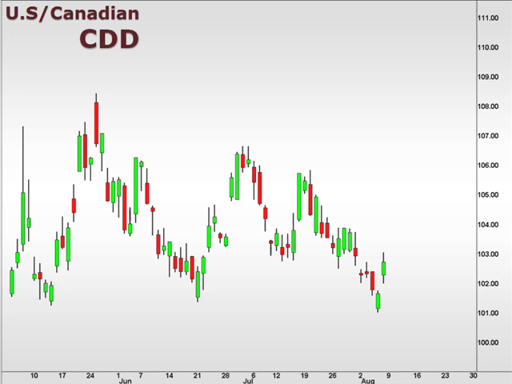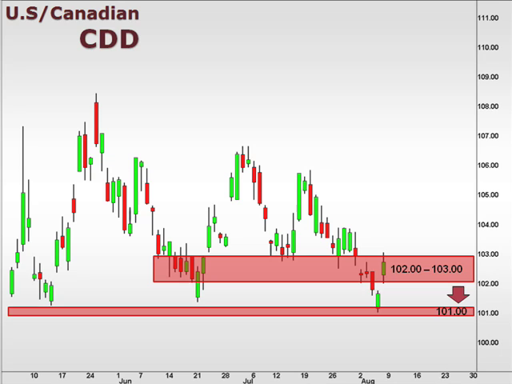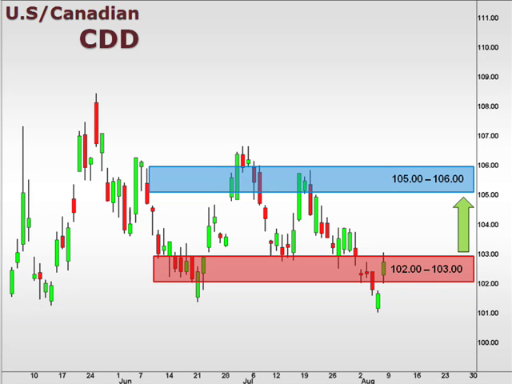Let's take a look at the US dollar versus the Canadian dollar as seen here in the ISC FX Options Pair Value CDD. Well, the CDD closed the week back in our 102-103 focal zone after a brief test of a small support at 101. Failure to break beyond 103 is likely to result in a test back down to this 101 level. A break above 103 opens the window for a retest of 105-106.